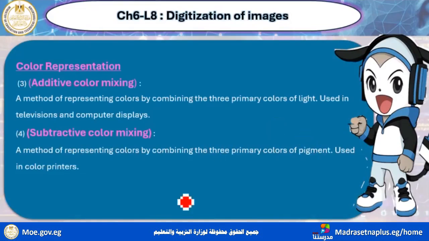Now, additive color mixing is a method of representing colors by combining three colors of light, used in televisions and computer displays. And subtractive color mixing is a method of combining the three colors of pigment, and this is used in color printers.